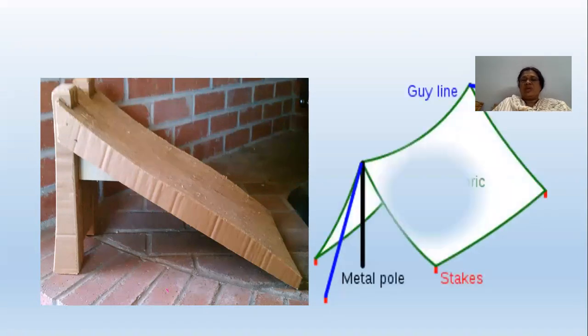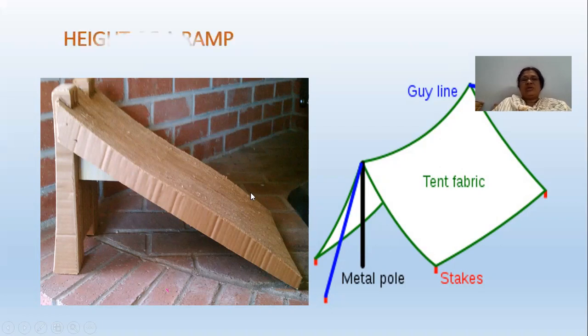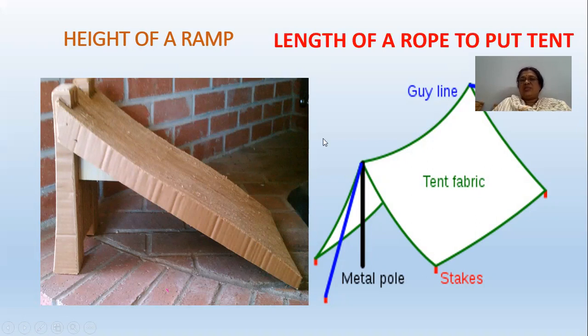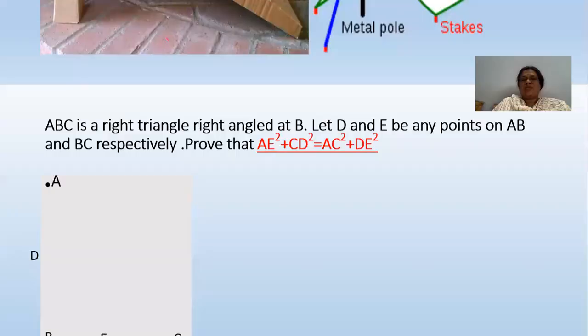So look at these diagrams. I think everyone knows this. This is a ramp and this is a tent. So how to find out the height of a ramp and the length of a rope to put up this tent. For this, we'll apply the Pythagoras theorem principle. We'll apply this principle to find out some of the quantities in our daily life.